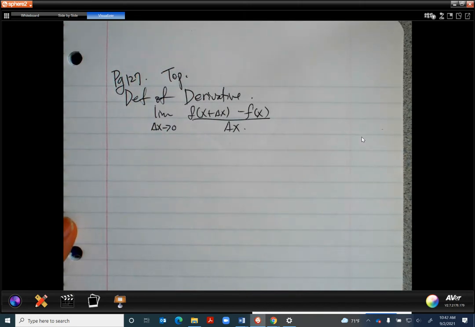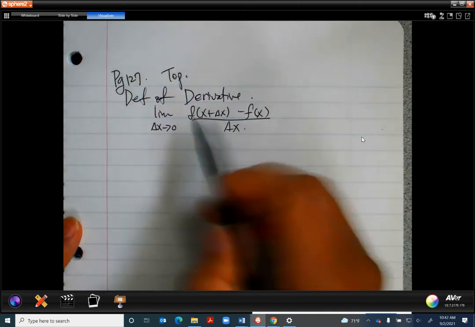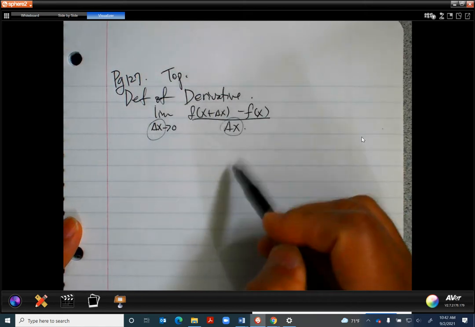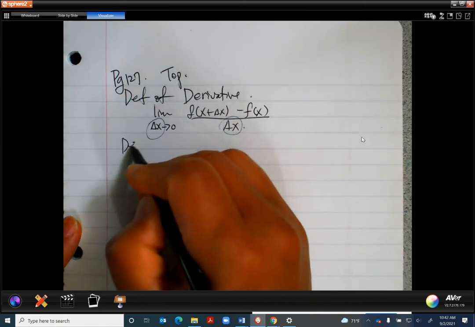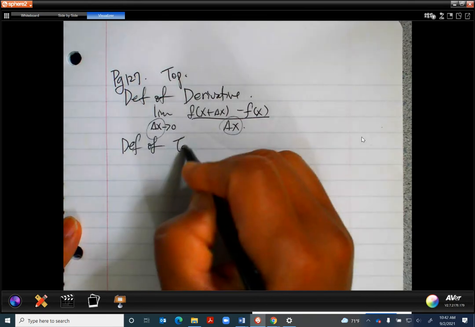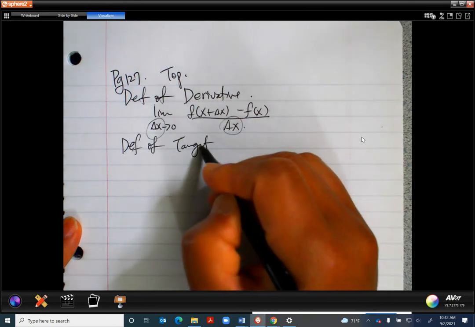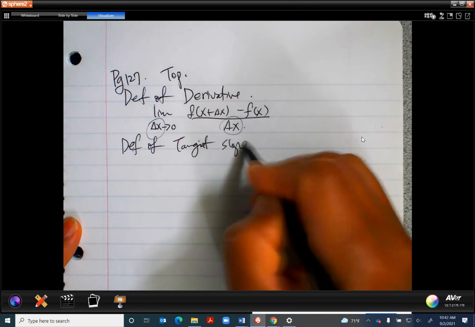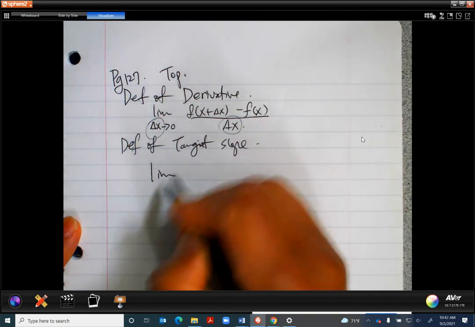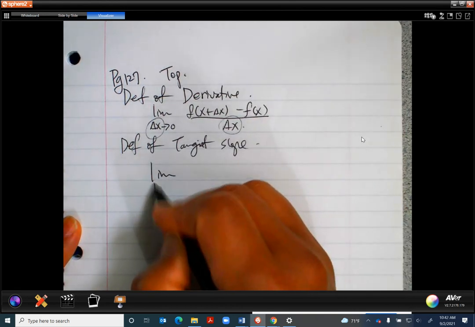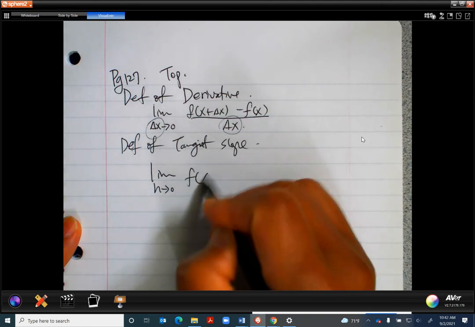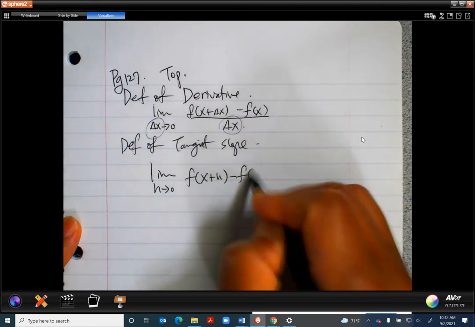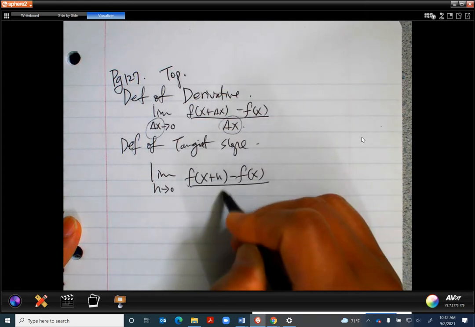Which definition? Remember I told you to change this because this is just too fancy, right? So remember the definition of tangent slope? What do we say? It is limit h goes to 0, f of x plus h minus f of x all over h.